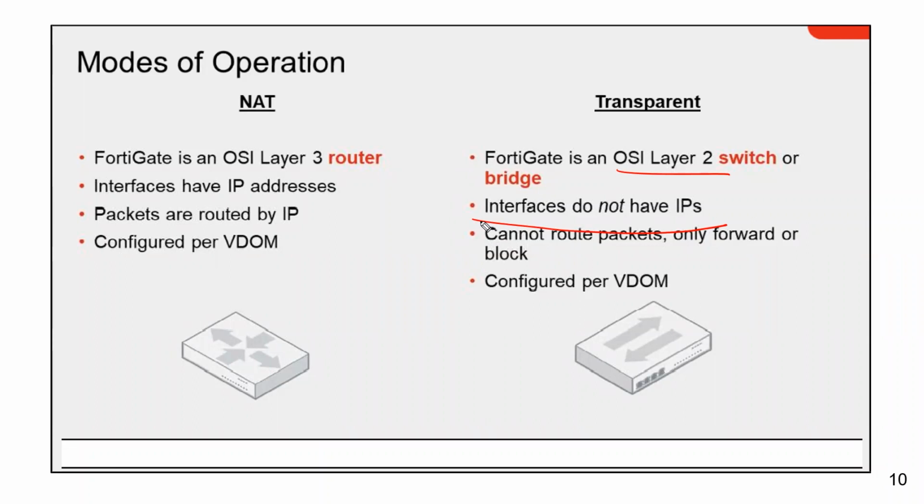I also know something else apart from FortiGate. Okay. So in transparent mode, interfaces don't have IP addresses. It basically functions on layer 2. It cannot route packets, only forward or block. Okay. What does it mean?